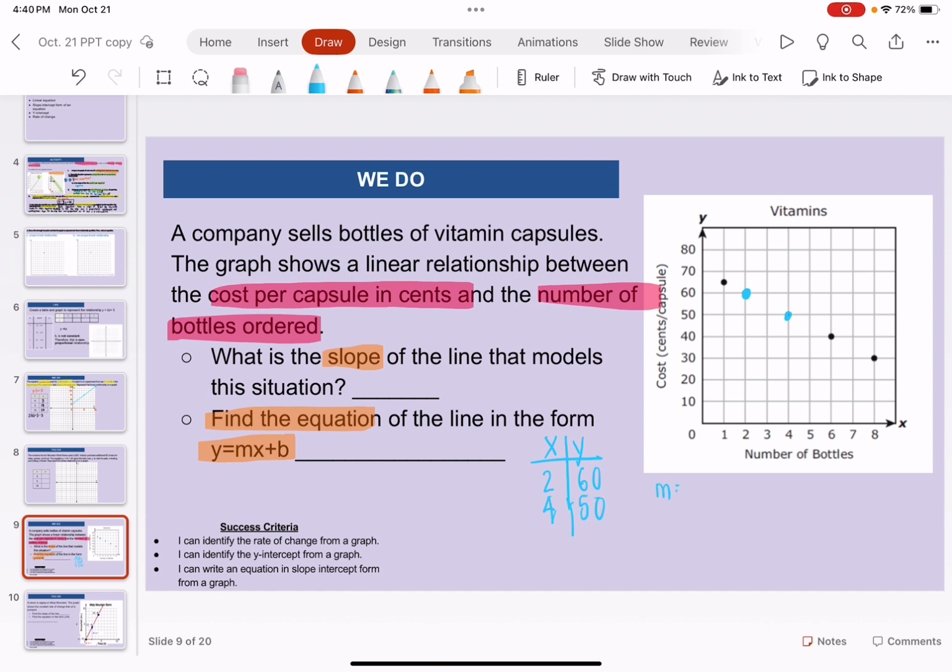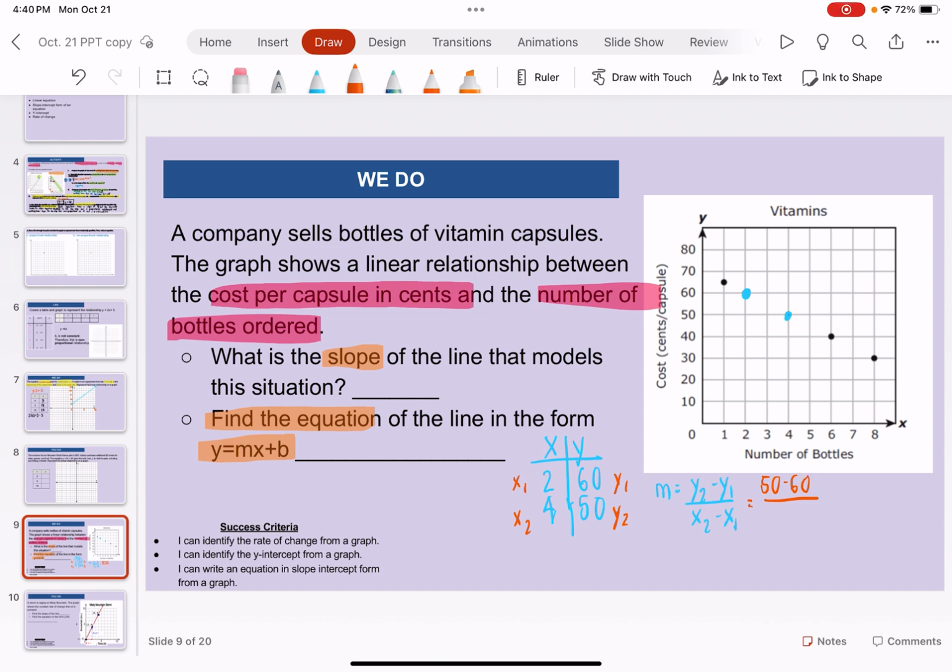So I'm going to use the slope formula that we talked about earlier that we previewed. m is equal to y2 minus y1 over x2 minus x1. And before I start solving, like plugging in numbers and subtracting and dividing, I'm going to go ahead and label the points on here. I'm going to say that 2 is x1, 60 is y1. The 4 is x2, the 50 is y2. So then if I do y2 minus y1, that is 50 minus 60.